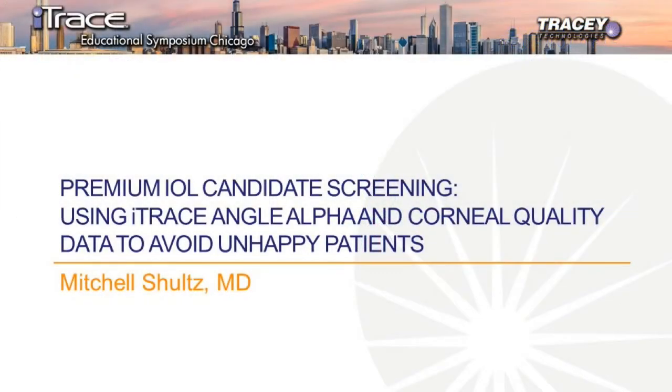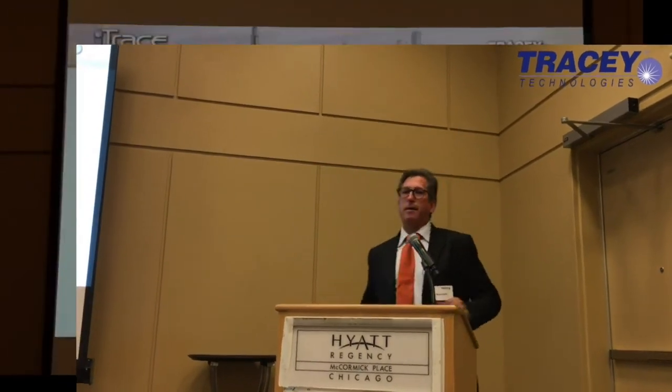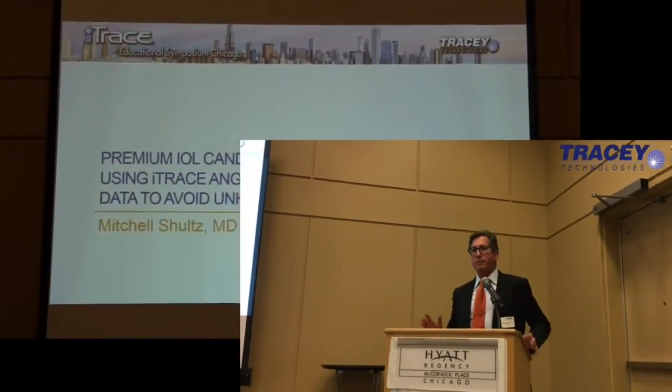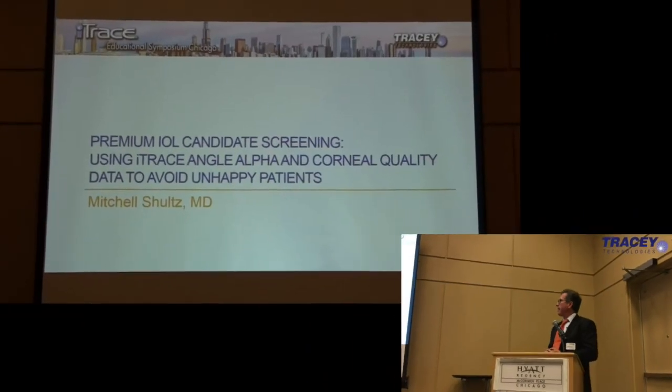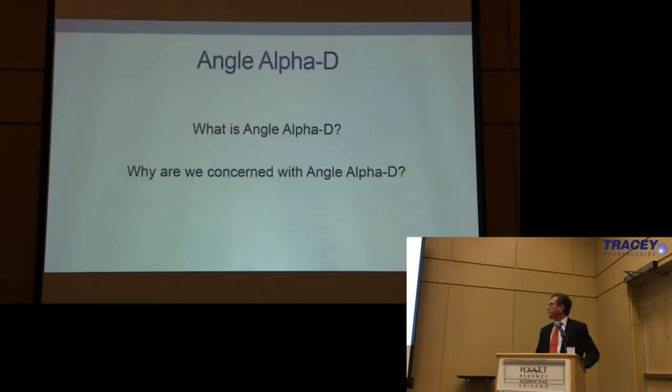iTrace has really been probably one of the most interesting devices I've worked with over the last couple of years. I use it in a lot of different ways, but today we're going to talk about premium IOL screening using the iTrace, and using angle alpha and corneal quality to help us make our decisions about what type of refractive IOL we should use. So the first question is, what is angle alpha D, and why are we concerned about it?